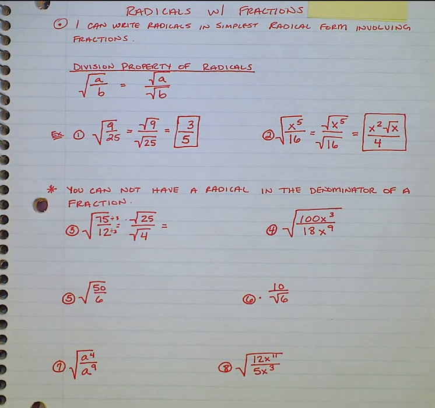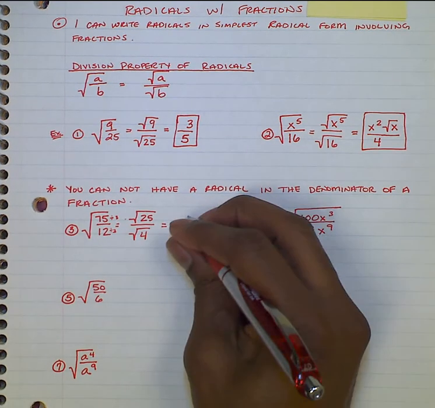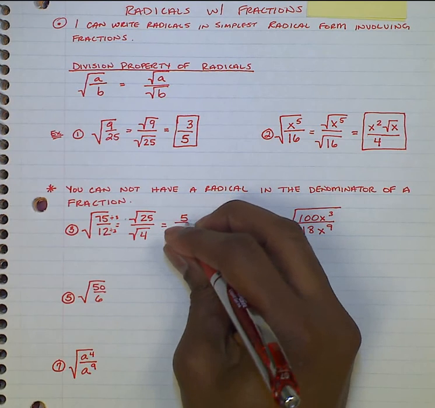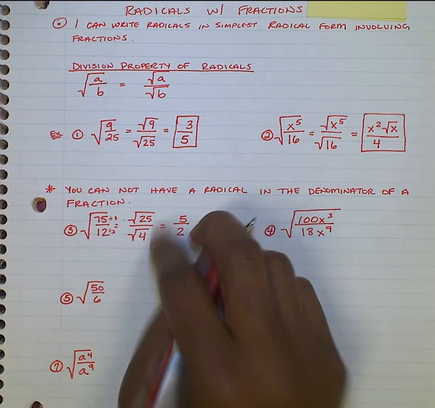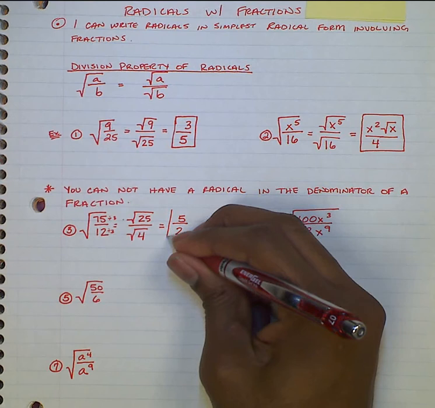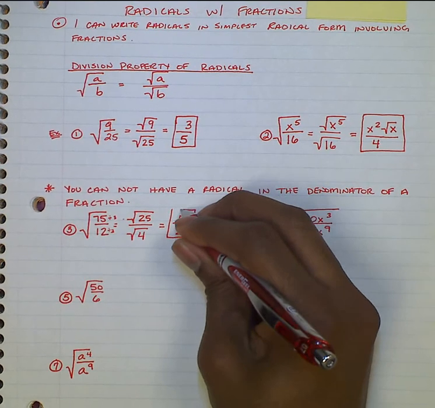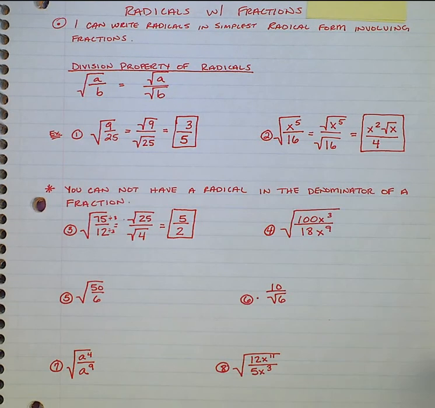Square root of 25 is 5. Square root of 4 is 2. So I got rid of all my radicals. 5 over 2 works out. Again, I don't want 2.5 as the answer. We're dealing with fractions. That way you know how to do it, and I know that you know how to do it, not just depending on the calculator.